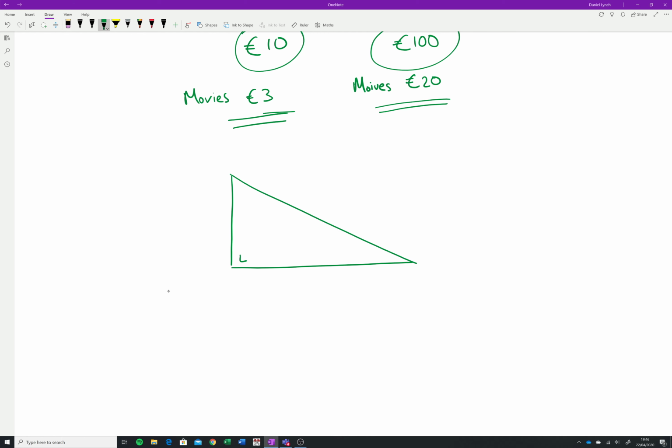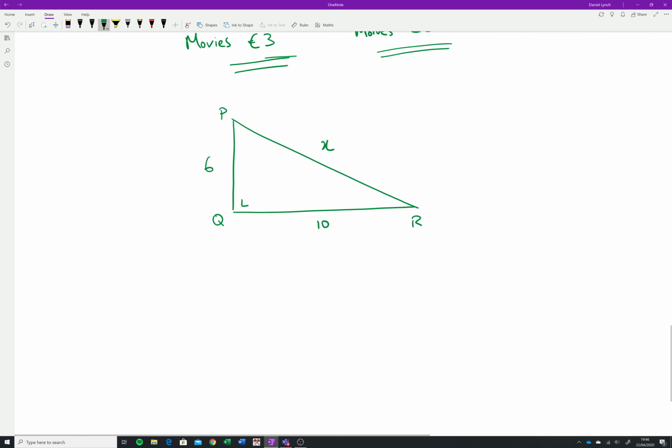We've got a right angle triangle, PQR, from P to Q to R is 90 degrees. So it says QR is 10 and PQ is 6. And it asks us to find what's PR, that thing there. Can't help but think this looks a lot like Pythagoras' theorem.